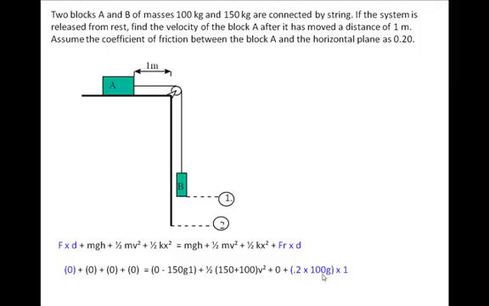Frictional force is 0.2 R, R is 100 g, the weight, into 1. And then, since it has only one unknown, we can work out V as 3.19 meters per second at the end of the 1 meter. Okay, let's look at the next problem.